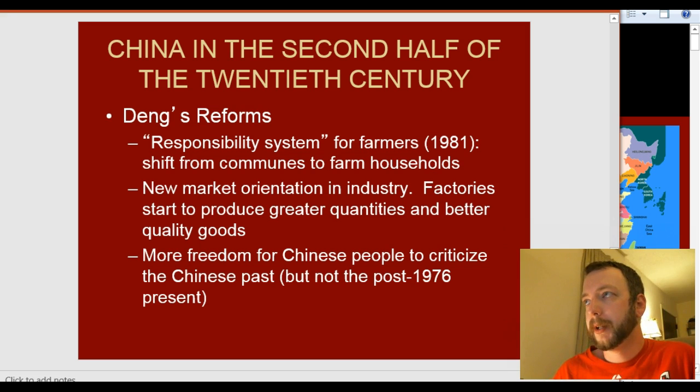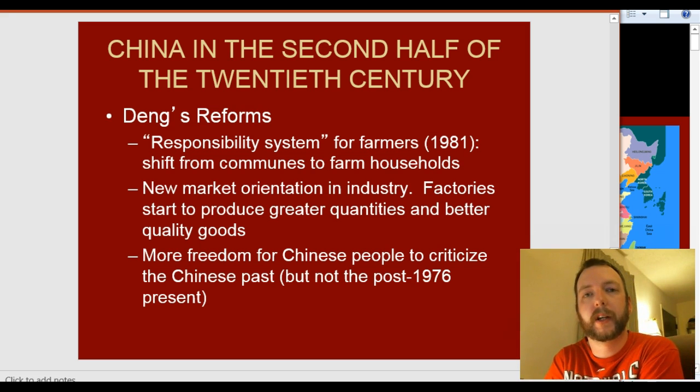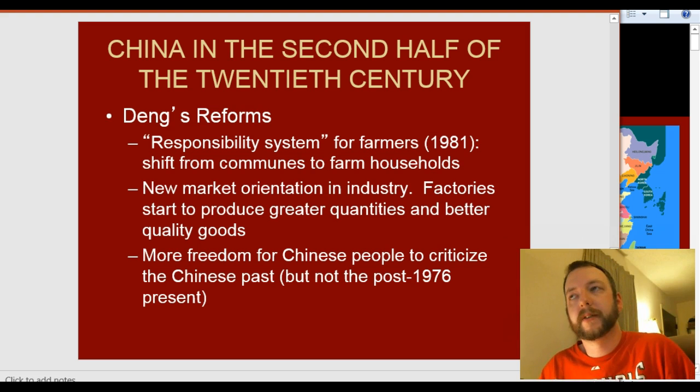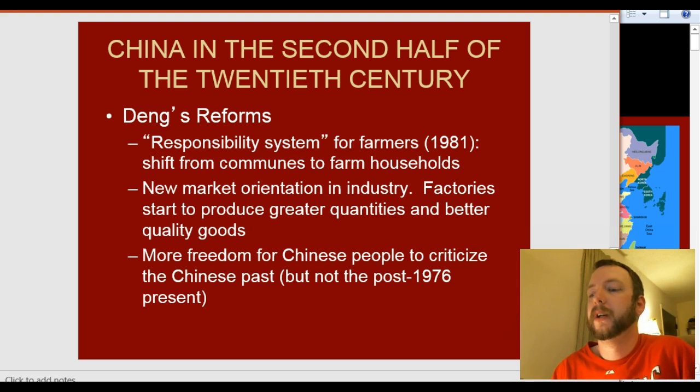This first responsibility system one for farmers, which passes in 1981, this is a shift back to that household farming style that had existed before the Great Leap Forward, where farmers would be able to sell their surplus if they had any surplus, and is much more effective than those giant 5 to 10,000 person collective farms that Mao wanted.